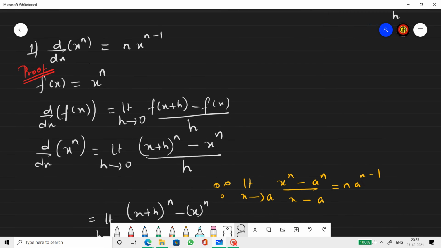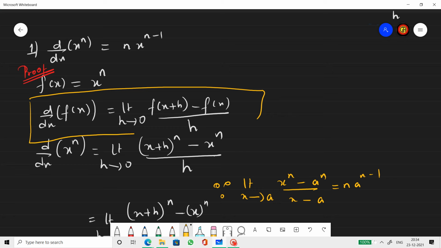Now, let's prove differentiation of x power n, which is n x power n minus 1, using the first principle. Differentiation of x power n is n x power n minus 1. This we are going to prove by first principle. So here the function is x power n. We are about to differentiate x power n. So this is the formula which I just showed you at the top. The same formula I've written one more time.